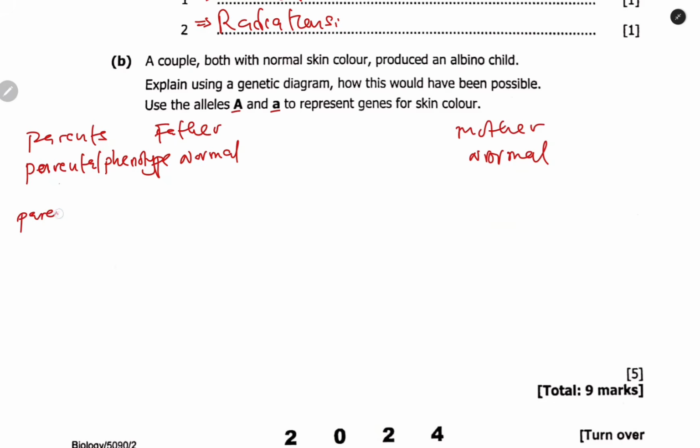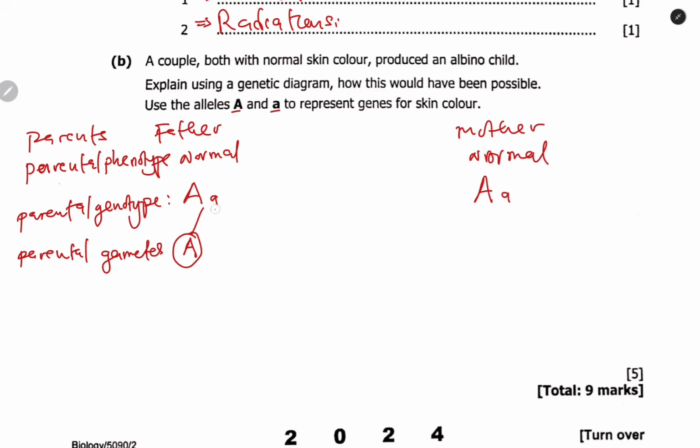Then parental genotype. What was the genetic makeup? So we have capital A and small a, capital A and small a. Then of course we go for parental gametes. So for parental gametes, you know that we put these in circles. Then also this one.